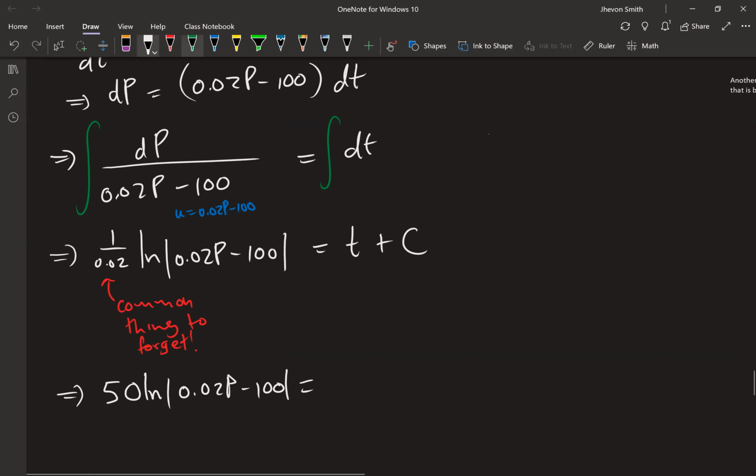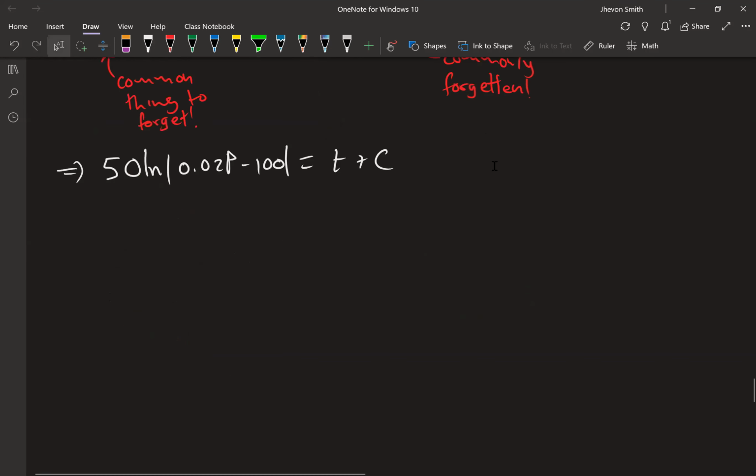Do not forget the plus c. Commonly forgotten. Do not forget. Never forget. Okay. Now, so we have this. All right. Now, this is the implicit solution. Find me an explicit one. How do I get to the big P?